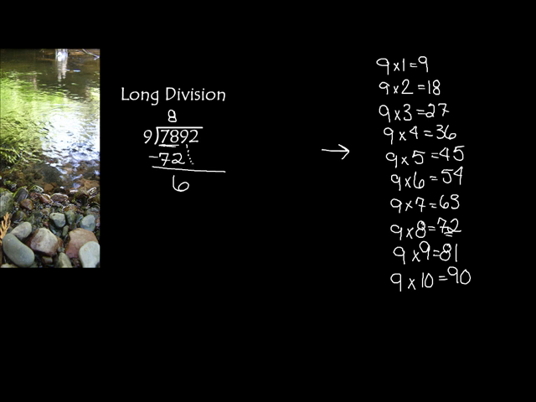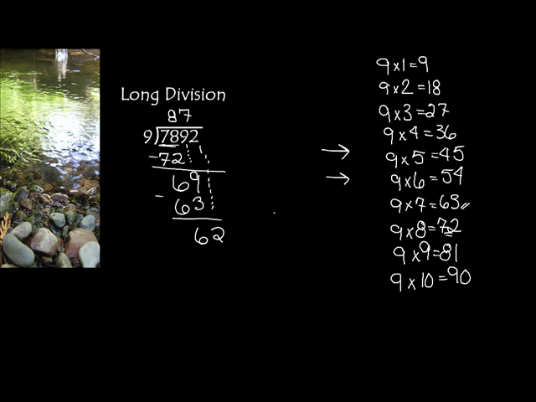I'm going to bring my next number down, which is 9. And now I look over here again and say, well, which one of these products is close to 69? That's going to be 63. So I put my 7 here. 7 times 9 is 63. And I'm going to subtract down. 69 minus 63 is 6. And I bring my 2 all the way down.